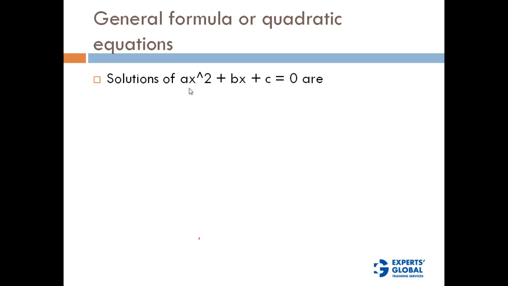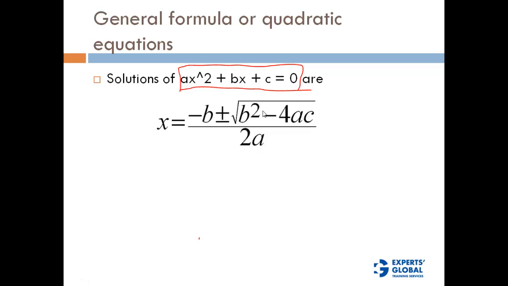Let's say the quadratic equation is of the form ax square plus bx plus c is equal to 0, right? So a, b and c are basically the coefficients of x square, x and the constant term respectively, right? If we write a quadratic equation in this form, the solution of the quadratic equation is going to be minus b plus or minus under root b square minus 4ac divided by 2a.